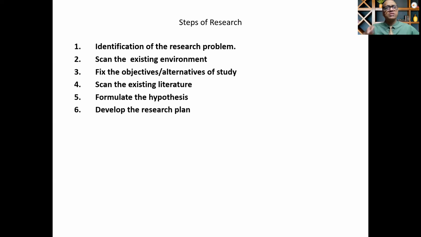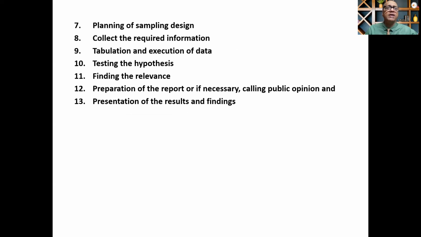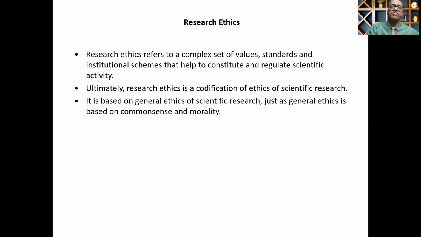Steps of research. First, identify the research problem. Then scan the existing environmental situation. Then fix the objectives and alternatives of the study. Scan the existing literature review. Formulate the hypothesis. Develop the research problem. Develop your research plan. Then comes planning of the sampling design. Then collect the required information, tabulation and execution of data, testing of hypotheses, finding the relevance, preparation of the report, or if necessary, calling public opinion, and presentation of the research findings.